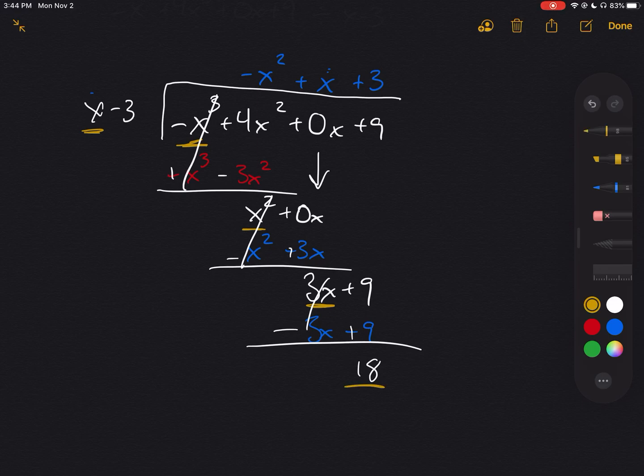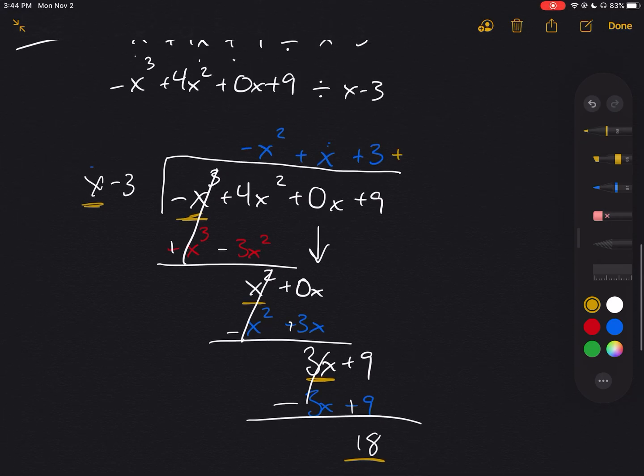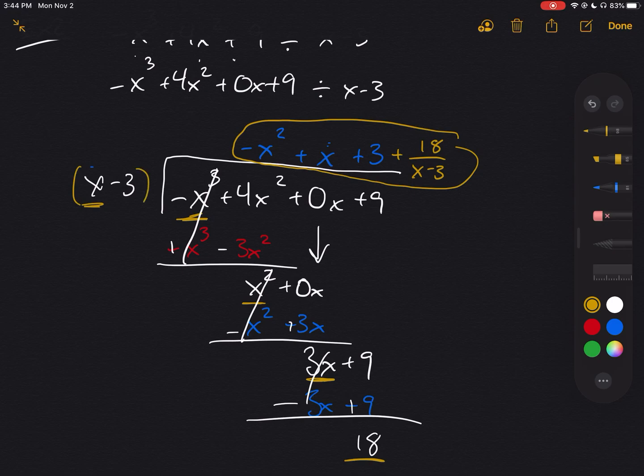When I get to the point that my largest degree term that I have left is a lower degree than what I'm dividing by, so in this case, right, 18 is a lower degree. It's an x to the 0th. And so I can't divide it by x. That's when I take that as my remainder. So I take that and bring it up to the top as my remainder. So plus 18 over what I was dividing by, which was x minus 3. So that is my answer, right? And so if I took that and multiplied it by this, I would get back out my original polynomial. Okay?